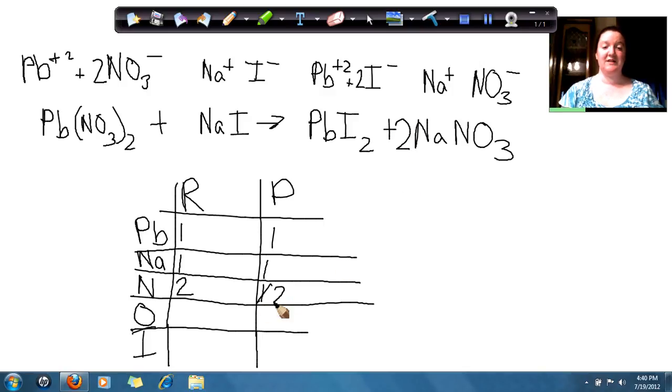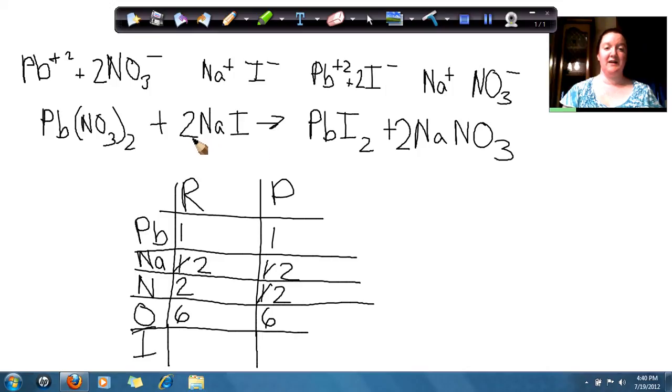So that changes that to 2. But that also changes that sodium to 2, which means I need to go back over to the other side and put a 2 in front of the sodium iodide. Put a 2 there. So now let's keep on going. If we look at oxygen, here we have the 2 times the 3, which gives us 6 oxygen. If we look at this side, I have 2 times the 3, which is going to give us 6.